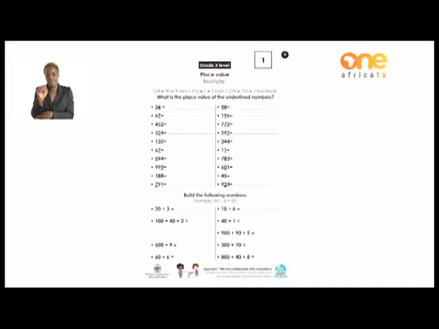572. We have the 500s, 7 tens, and 2 units. The units place has been underlined. So it means the place value for the 2 is the units. Let's look at the next one, 728. There's a line under the hundreds place, which means we have the 700s, okay?